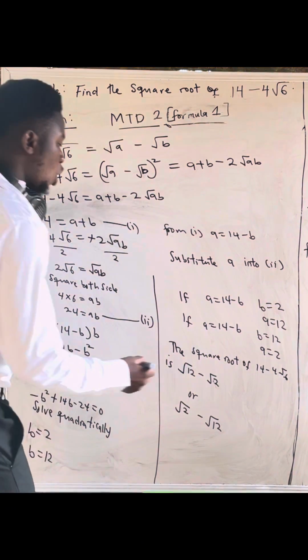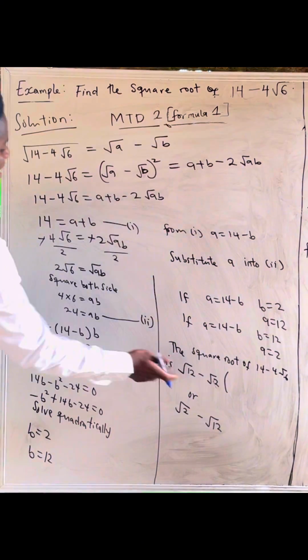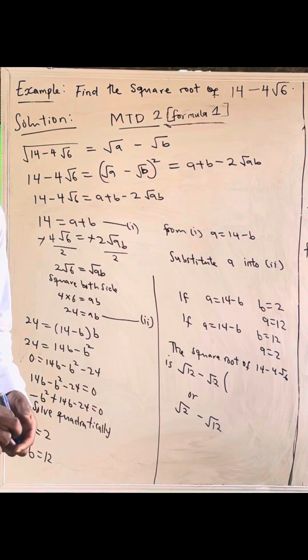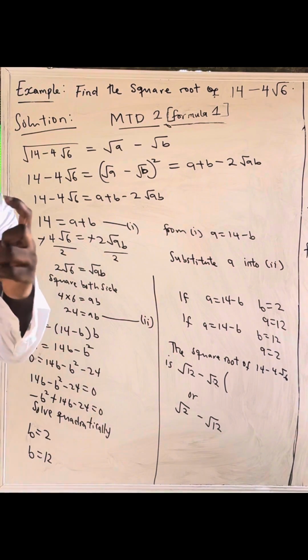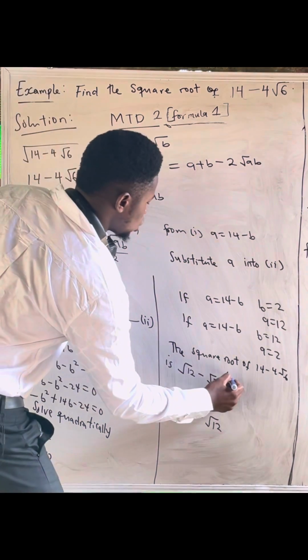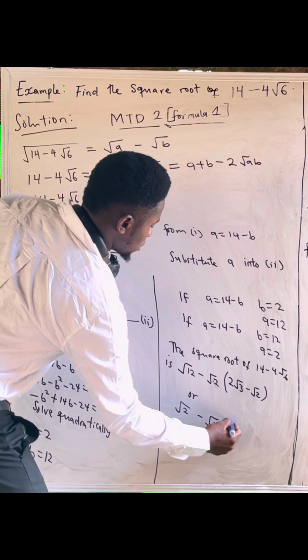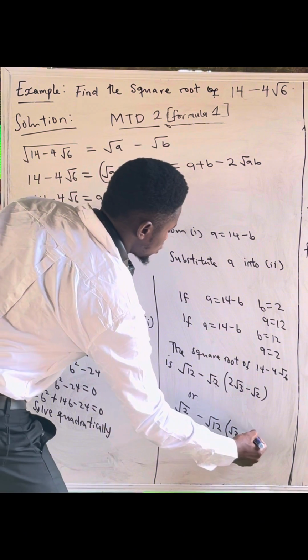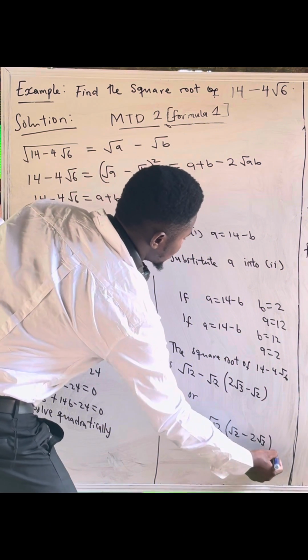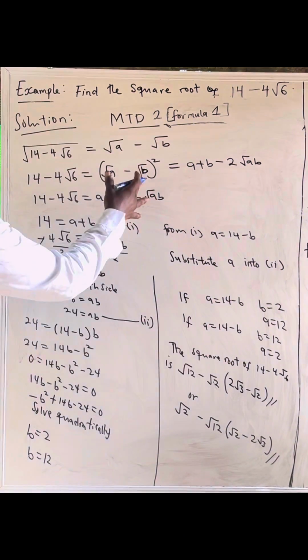So that is that. So I can further simplify root 12. If I should simplify my root 12 into its basic form, then this will be 2 root 3 minus root 2, or root 2 minus 2 root 3. So that is the answer, guys. So that's how to approach this type of question.